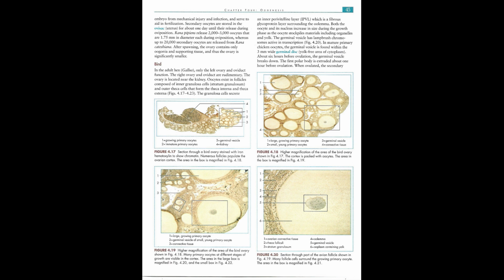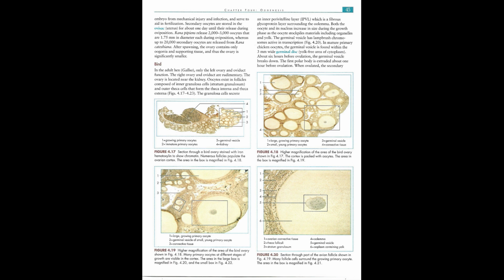Bird. In the adult hen, Gallus, only the left ovary and oviduct function. The right ovary and oviduct are rudimentary. The ovary is located near the kidney. Oocytes exist in follicles composed of inner granulosa cells, stratum granulosum, and outer theca cells that form the theca interna and theca externa, Figs 4.17 to 4.23.